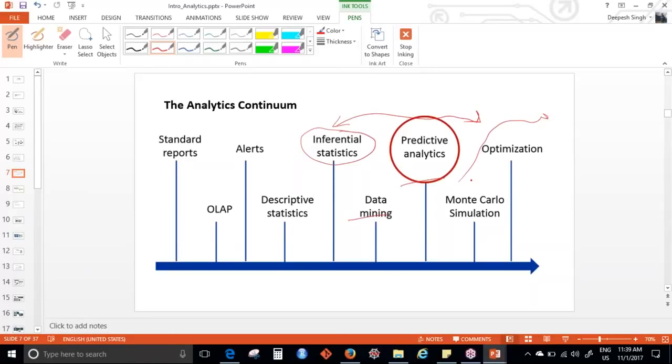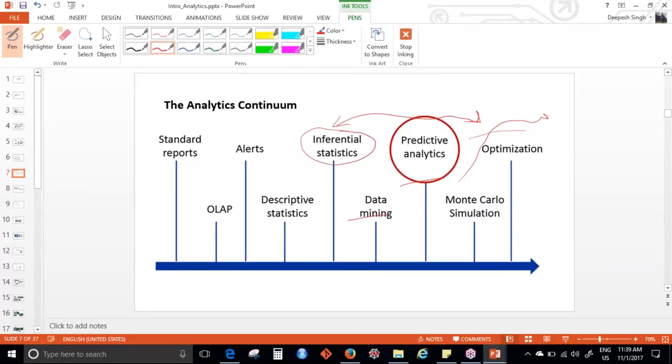Monte Carlo simulation basically refers to the what if scenario. For example, let's say a company invests 1 crore in marketing, and as a result of this, their sales is, let's say, 50 crores. Now, if the company invests 2 crores in marketing, what would their sales be given all the other scenarios? Those what if scenarios come under Monte Carlo simulation.